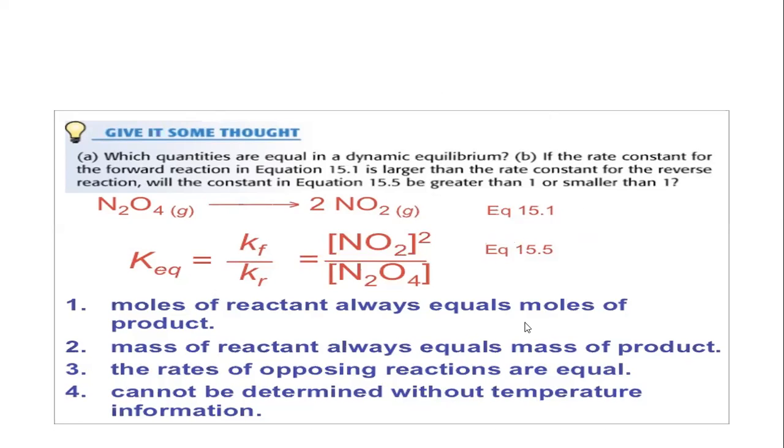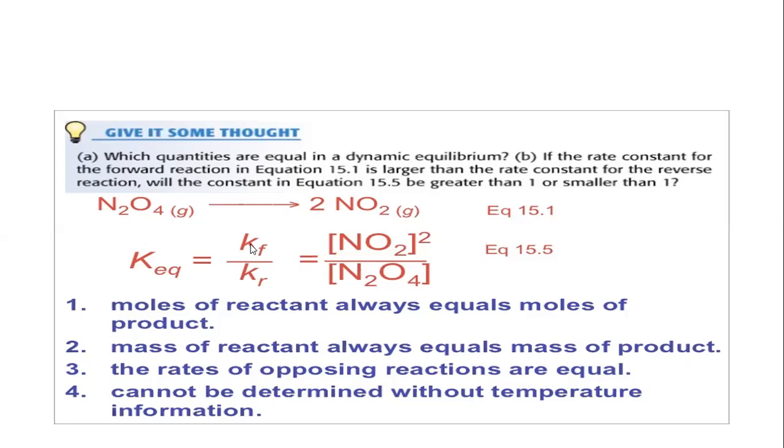Smaller than 1. Okay, so today you all got it wrong. Let's read the question. It says that if the rate constant for the forward reaction is larger than the rate constant for the reverse reaction, we always know that the equilibrium constant equation is always K forward over K reverse. So if K forward is greater than K reverse, then definitely our answer should be greater than 1. For example, if here were 2 and here is 1, 2 over 1 is 2.